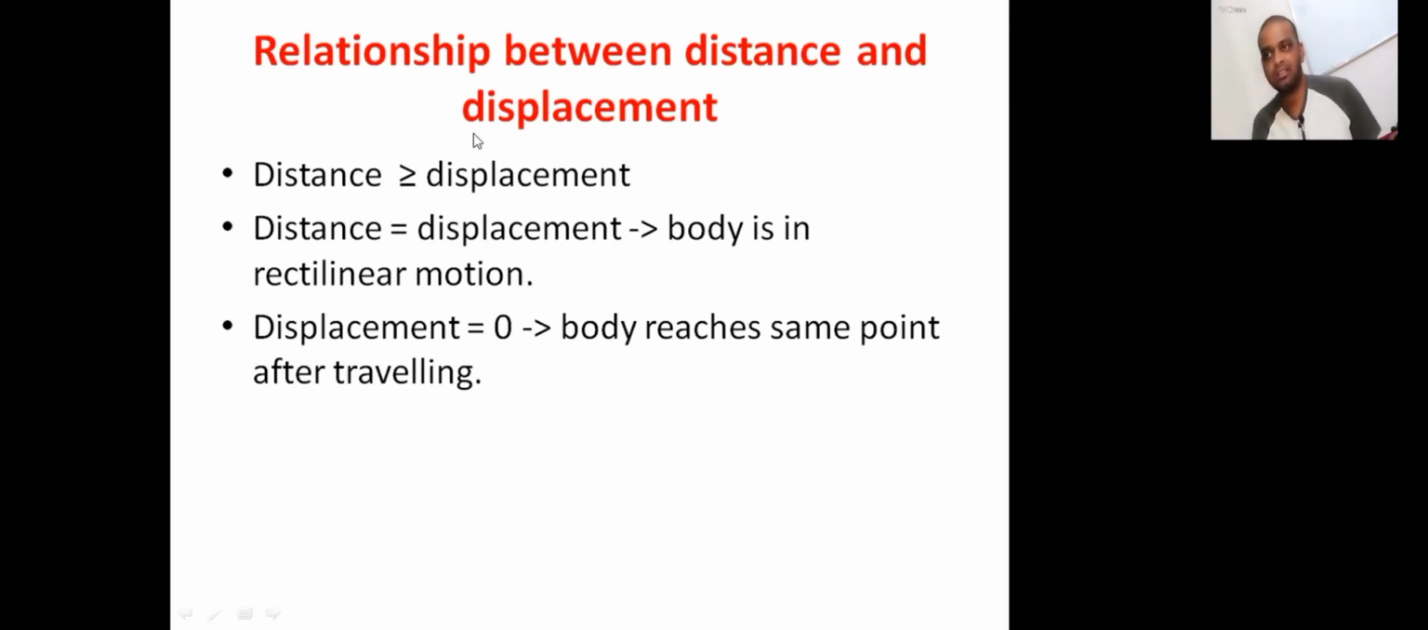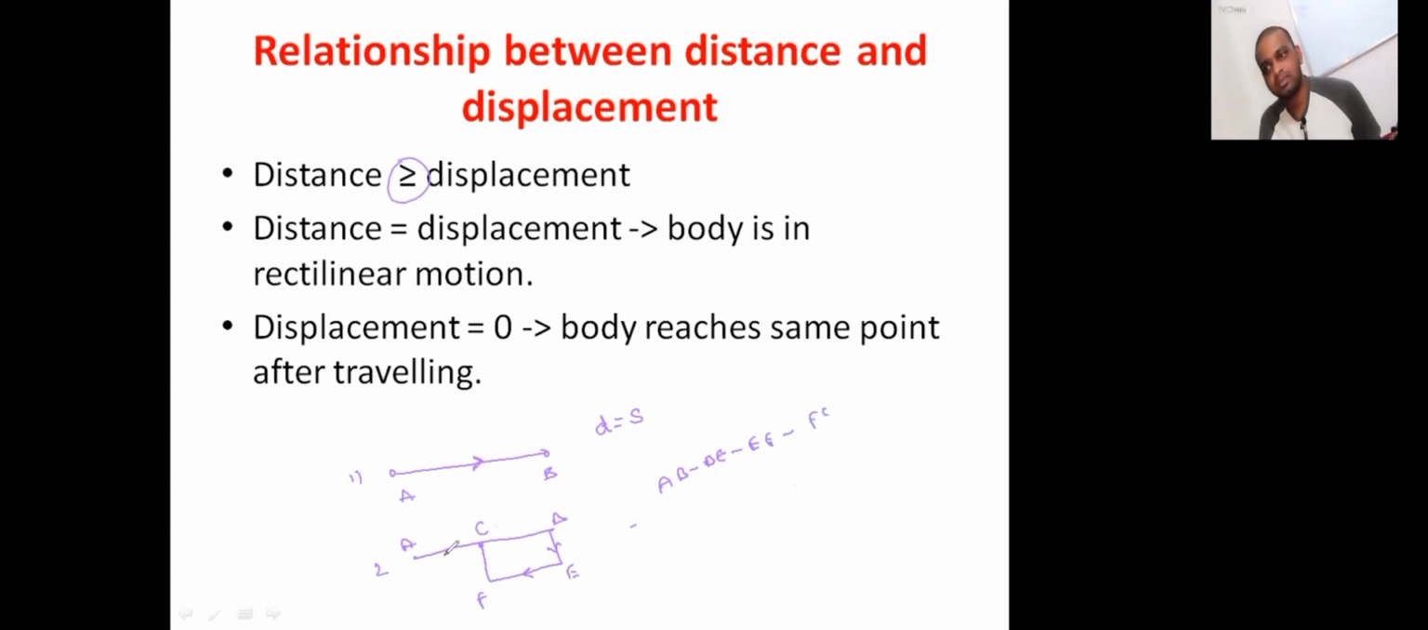Distance is always greater than or equal to displacement. Suppose the person is moving from point A to point B in a straight direction. That is rectilinear motion. In rectilinear motion, displacement is equal to distance. And suppose in the second situation the person moves from A to B, after that he reaches point C. At this situation, he moved A to B, B to C. In this direction, he moved B to E, let us take the point E. Again, E to F, then after F to C.